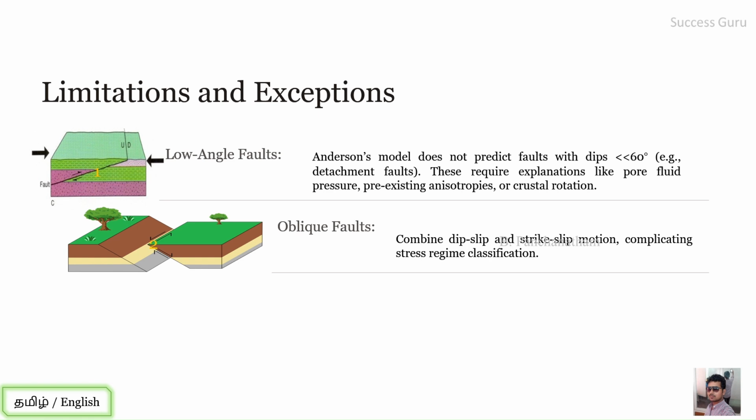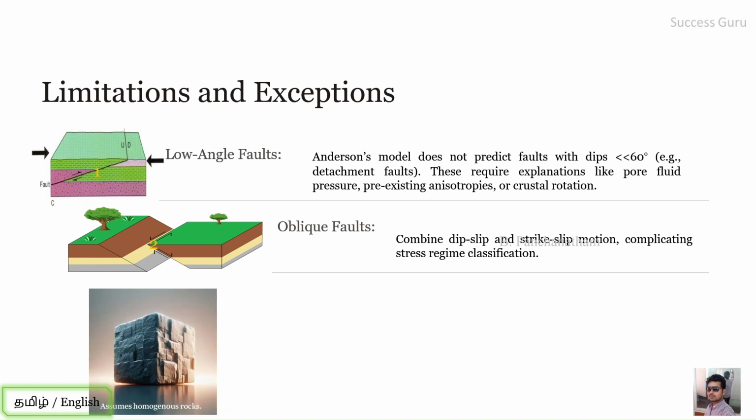The reason for these limitations can be expressed by three reasons. One is that Anderson theory assumes the rock is homogeneous in nature, but in general Earth's rocks are heterogeneous in nature. So that would be the first reason. That is why this sort of other classification of faulting cannot be explained in the Anderson theory of faulting.